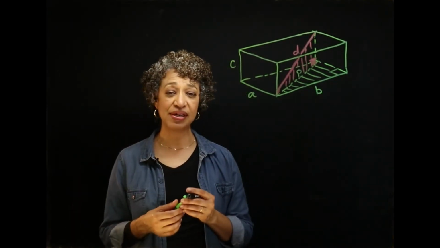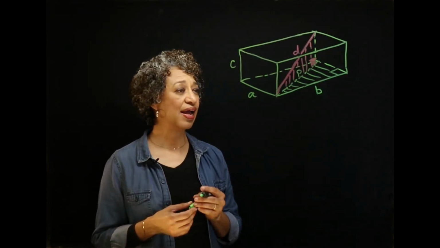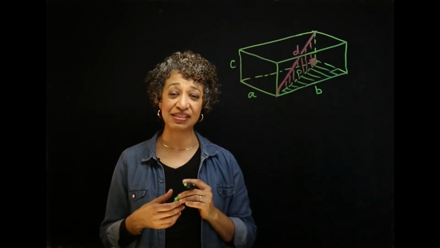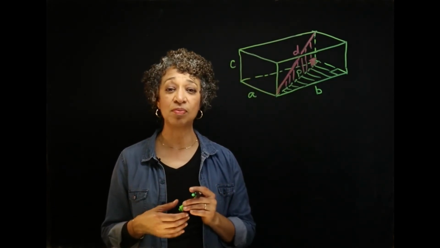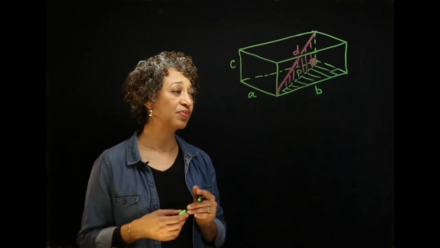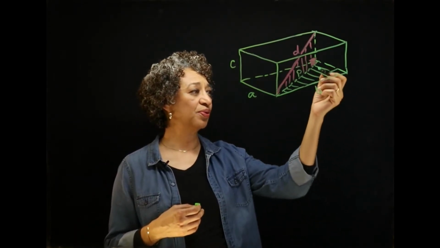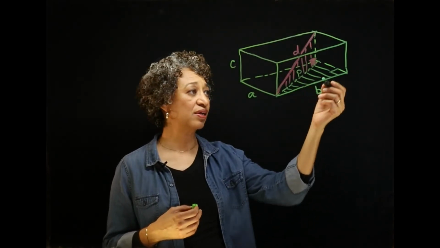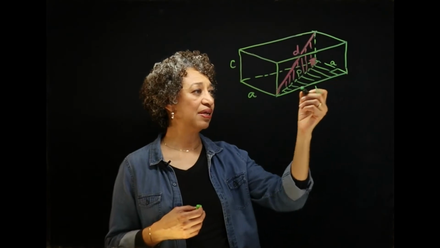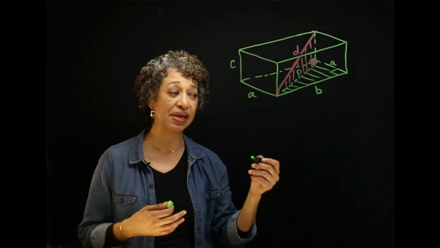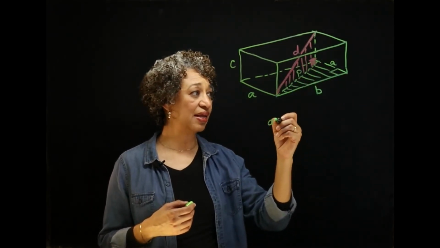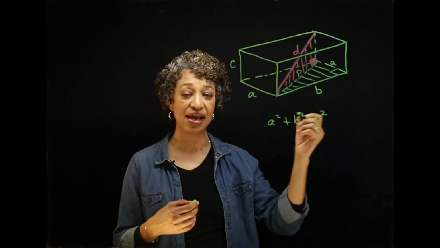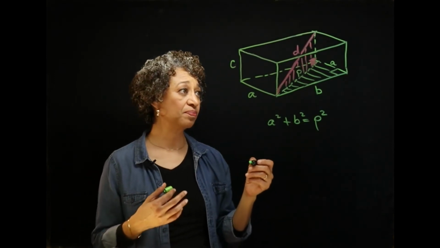Now, I promised you a shortcut. So I have labeled our dimensions as A, B, and C instead of 6, 8, and 10. And again, we will apply the Pythagorean theorem twice. So let's first look at the green triangle that is lying in the bottom of the box. The legs of this right triangle are A, B, and the hypotenuse is P. So we have A squared plus B squared is equal to P squared as the Pythagorean theorem here.